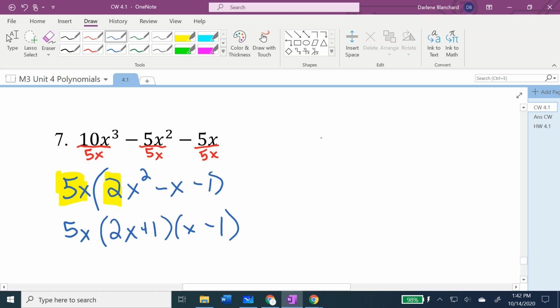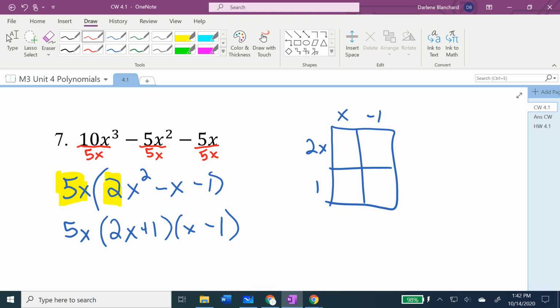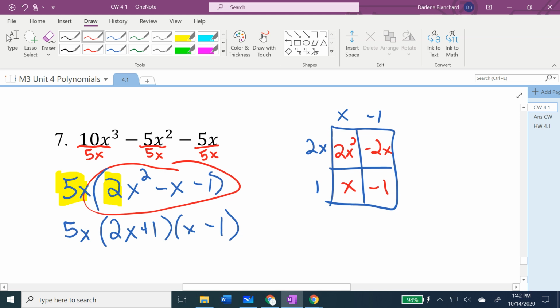And you can double check that that's correct by going, what is 2x plus 1 multiplied by x minus 1? And then going, hey, that's 2x squared minus 2x plus x minus 1. And when I add them together, I get that. Yay! So that is completely factored.